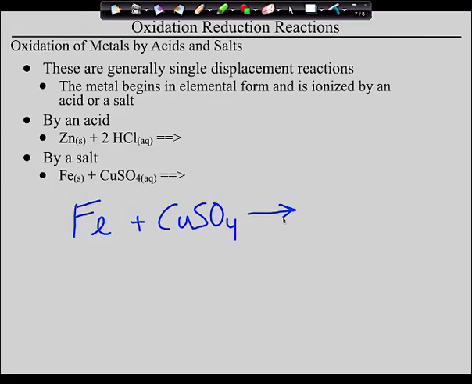Why can't you answer this question as written? You don't know if iron goes +2 or +3. Let's say +2. It'll make the math easier. So guys, if iron goes +2 and that hooks up with sulfate, we end up with FeSO4. And then our other product is copper.